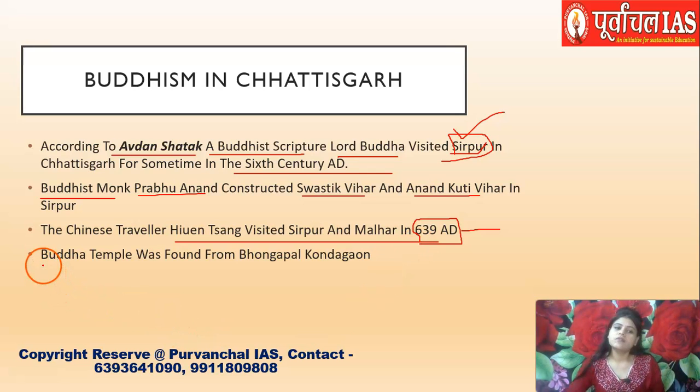One of the evidences of Buddhism is found from Konda Gaon, that is the Bastar division, okay, southern part of Chhattisgarh, Bastar division, and the place was Bhongapal. So this Sirpur and this Bhongapal are basically considered to be the sites of Buddhism in Chhattisgarh.